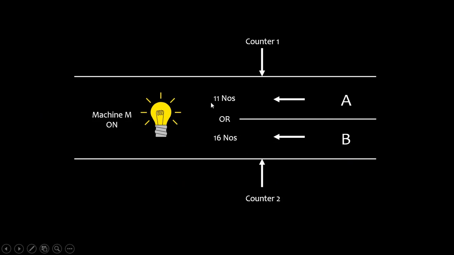So two counters are required. One is to count 11 numbers, another one is to count 16 numbers. Either of these things happening, either 11 is counted or 16 is counted, your machine should be in on condition, and one stop button will be there for resetting the entire action.